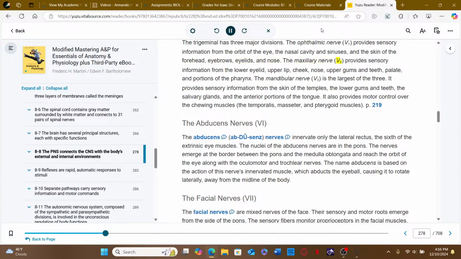The maxillary nerve, V2, provides sensory information from the lower eyelid, upper lip, cheek, nose, upper gums and teeth, palate, and portions of the pharynx. The mandibular nerve, V3, is the largest of the 3. It provides sensory information from the skin of the temples, the lower gums and teeth, the salivary glands, and the anterior portions of the tongue. It also provides motor control over the chewing muscles, the temporalis, masseter, and pterygoid muscles.